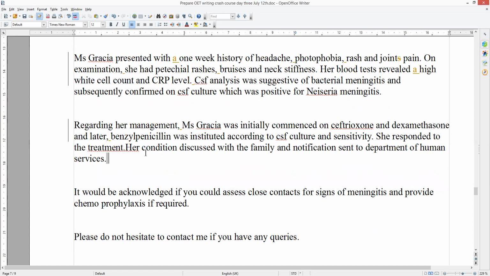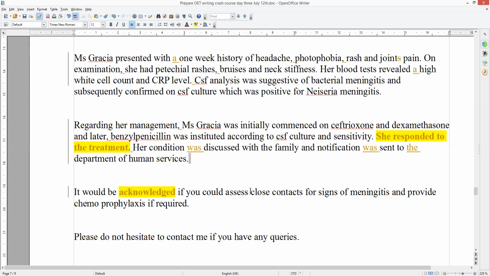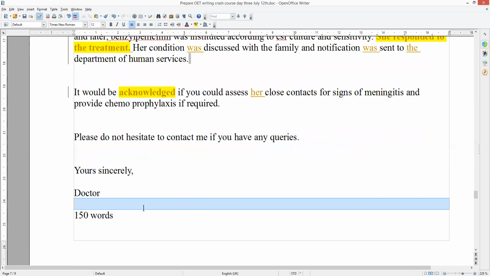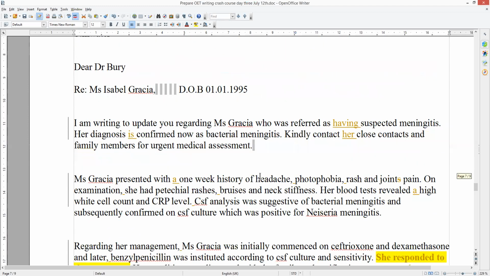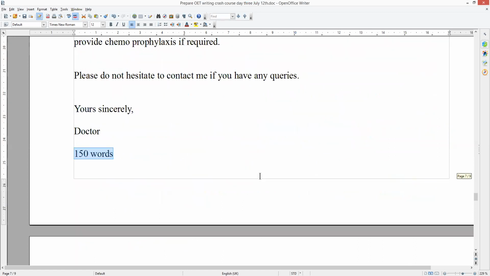She responded to the treatment. Very short sentence, that. Why isn't that part of a previous sentence? Condition was discussed, not even a complete sentence, with the family, and notification was sent to the Department of Human Services. It would be acknowledged. What do you mean? It would be appreciated, not acknowledged. It would be appreciated if you could assess her close contacts for signs of meningitis and provide a keynote if required. So that is far too short. 150 words. I'm sure there's a lot of details that are missing. And some of these are not even complete sentences, so you've got to watch your grammar accordingly.